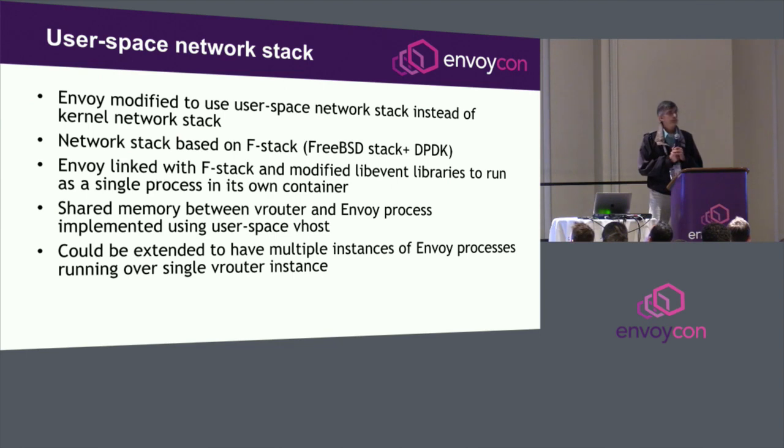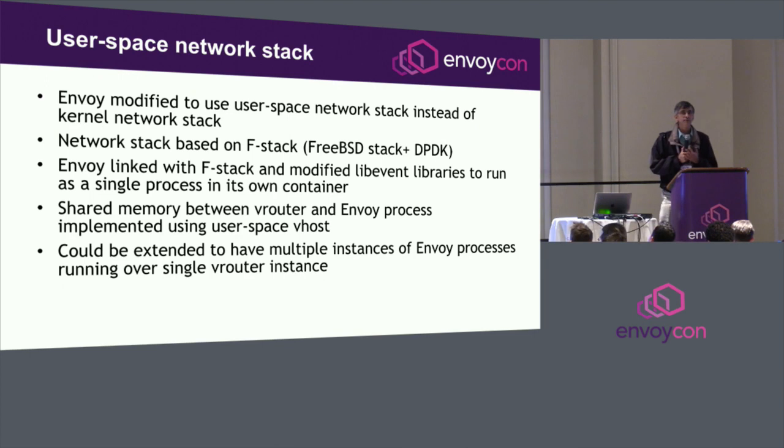So the vhost mechanism was initially added inside QEMU as an optimization for handling traffic from VMs. Initially, the vhost backend was inside the kernel. And a couple of years back, that infrastructure was extended to move it into user space so that it could run in virtual router or virtual switch environments. And that is what we use to communicate between Envoy and the vRouter. So the user space vhost sets up the shared memory, and then any packets exchanged between Envoy and the vRouter are sent over this shared memory.